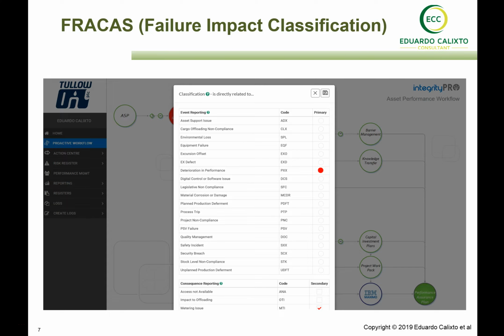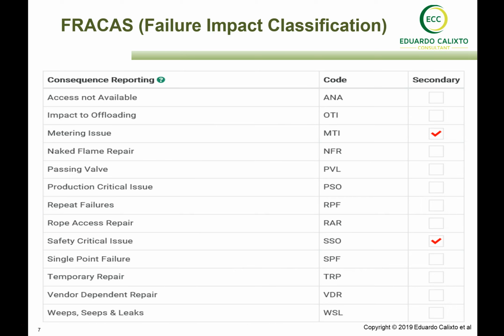So we can start to put what the impact of the failure is. We have different classifications here. For example, deterioration in performance. That's the typical case that we have for vessels, pipelines and towers. For example, a case of corrosion. This type of classification helps to address such an issue for a specific group.